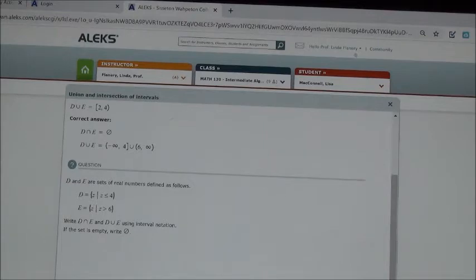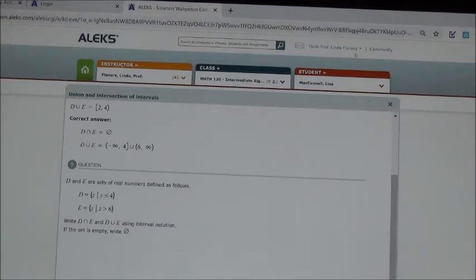The intersection looks like the upside down U. The intersection is where do they overlap each other. So on this one we have D is the set of Z such that Z is less than or equal to 4, and E is the set of Z such that Z is greater than 6.